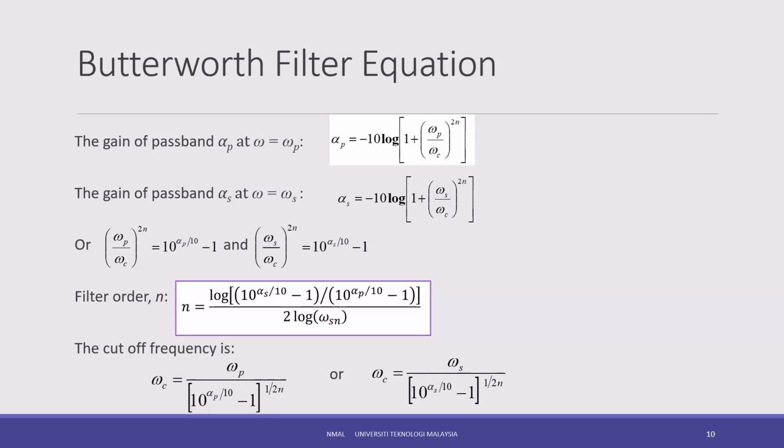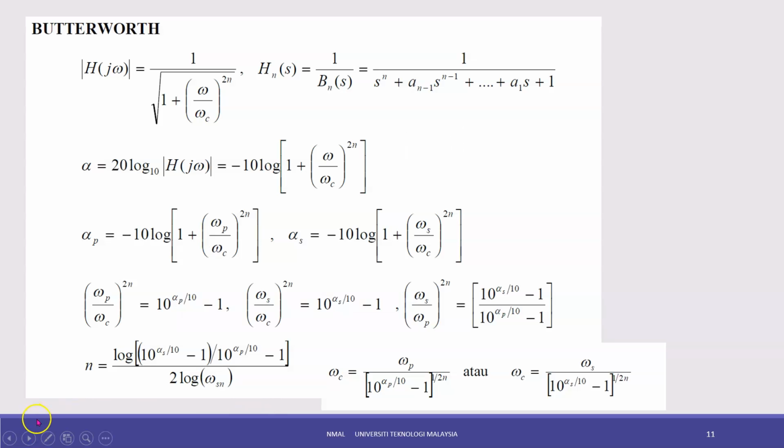We will see the value of omega Sn after this in the list of formula. Omega Sn is actually normalized angular frequency. And the cutoff frequency is given as either this equation or this equation. How to use any of these equations, I will show you later. And this is taken from the list of formula, so you refer to the list of formula that I have given to you.